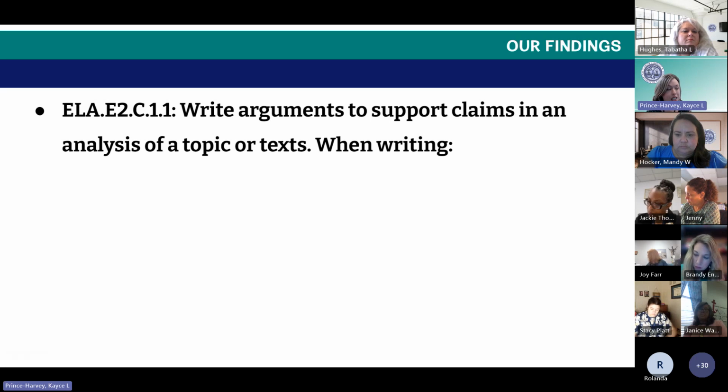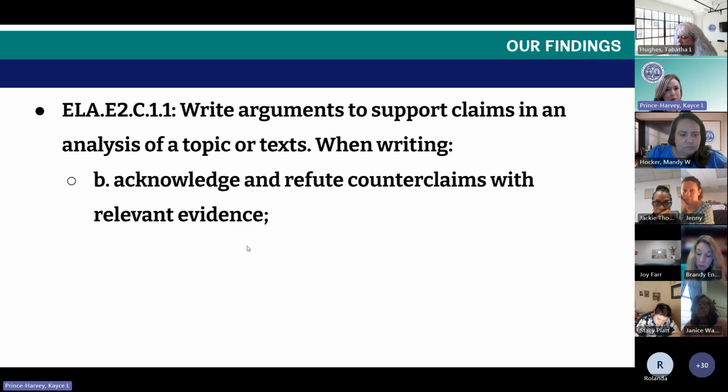The last piece here that I want to show is that P in the wrap the strand. If I were to select a standard and indicator for a deeper dive, I would pick, in this case, English 2, Communication 1.1, which is write arguments to support claims in an analysis of a topic or text. And I'm going to take it a step further, and choose a sub-indicator within that standard, because we know there are multiple sub-indicators when it comes to writing arguments that are going to take you through that whole process of creating the argumentative piece. But my piece that I want to do a deeper dive on is going to be sub-indicator B, which is acknowledge and refute counterclaims with relevant evidence. And that's the piece that I'm going to focus in on today for our cross-check method.